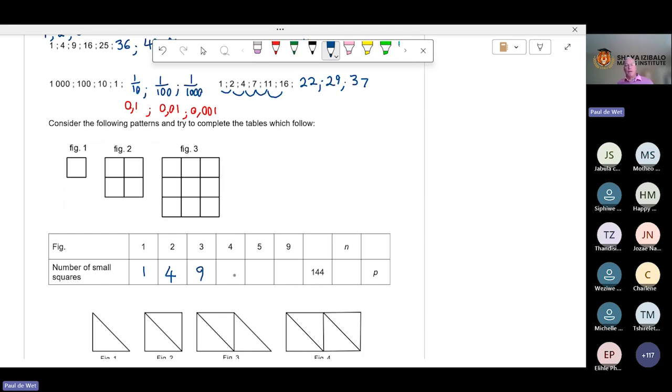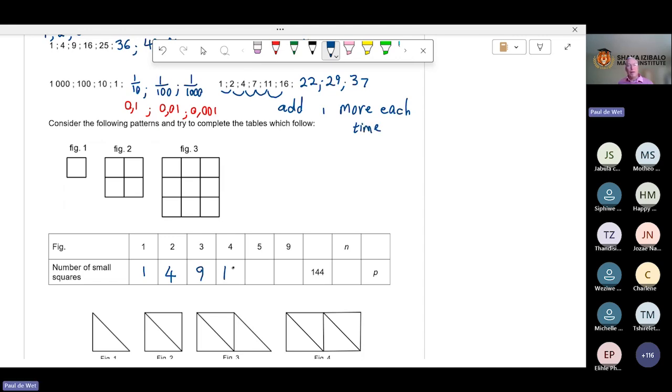Do we need to draw figure 4 to get the answer for figure 4? Are you asking for the rule for this one here? We add one more each time. Okay, we don't need to draw the diagram for 4 squares. How many little squares will there be in figure 4? Well done. There will be 16.